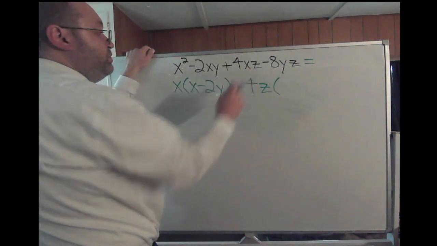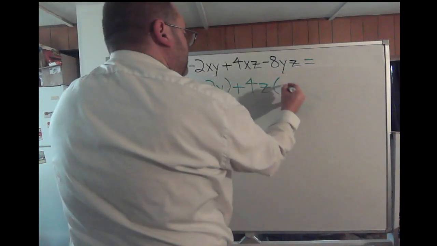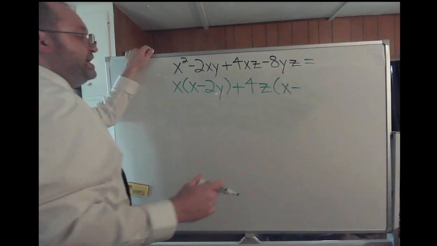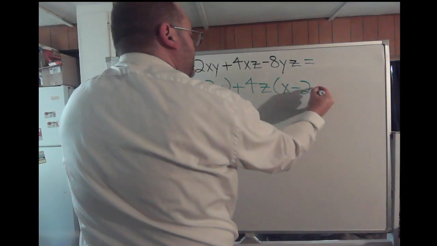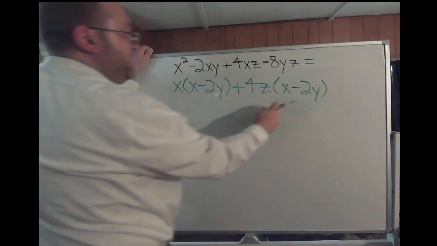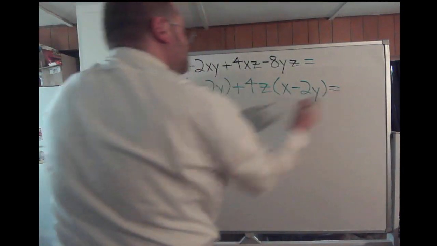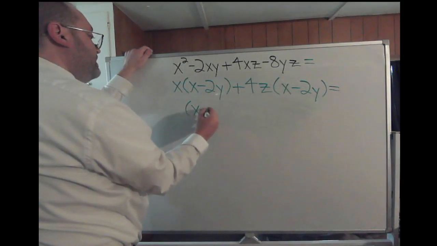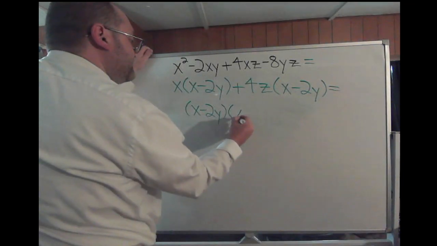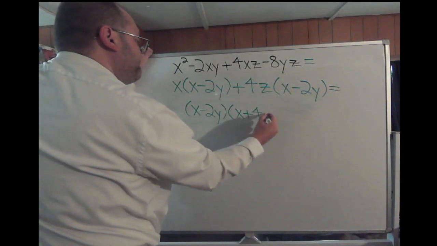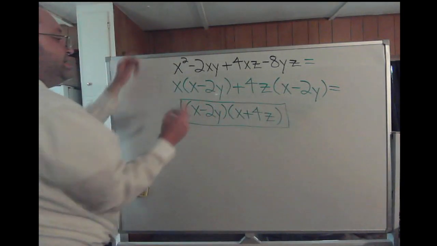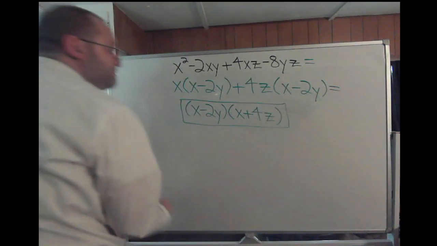Now, 4z times what equals 4xz? Well, that'd just be x minus, we have 4z times what equals 8yz? That'd just be 2y. So all of a sudden now we have two terms with common factors of x minus 2y. So let's go ahead and factor out our x minus 2y. That would just leave you, for your second quantity, x plus 4z. So the answer you should get for your factorization would be the quantity of x minus 2y times the quantity of x plus 4z.